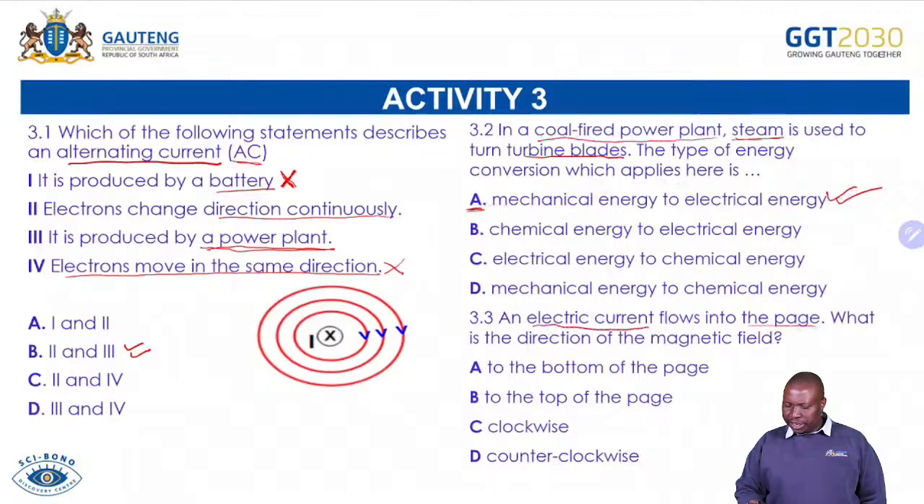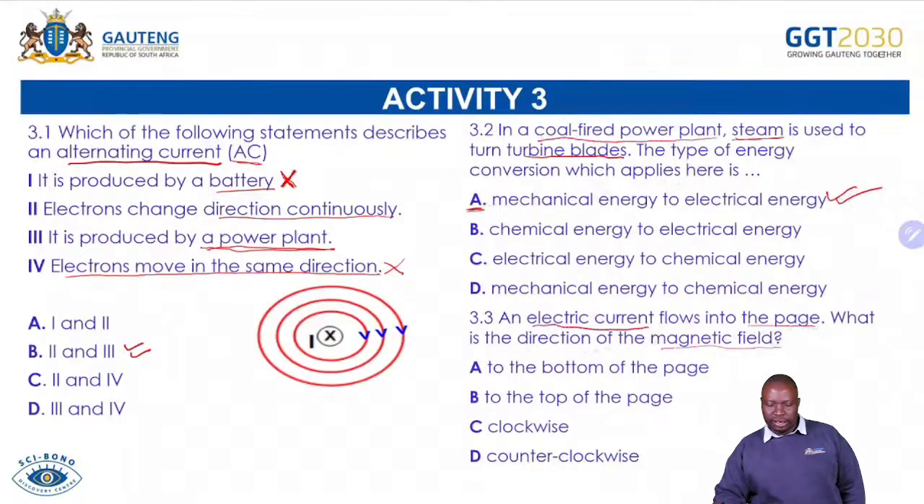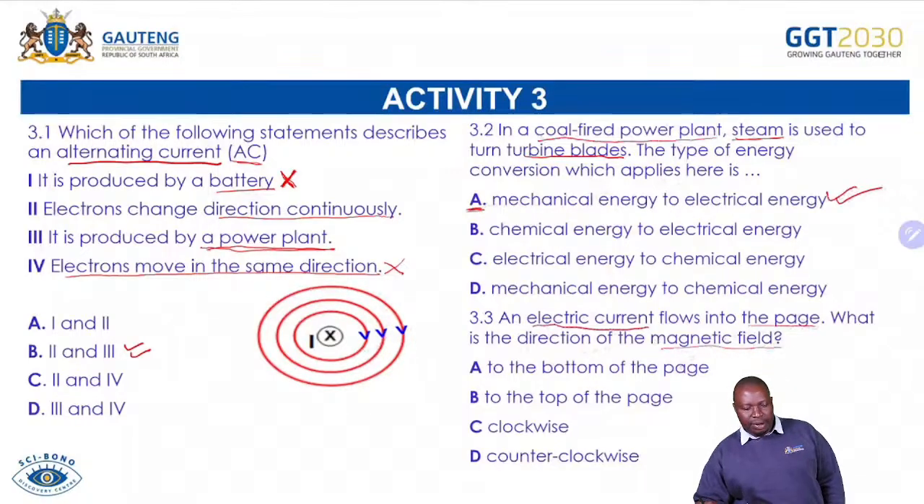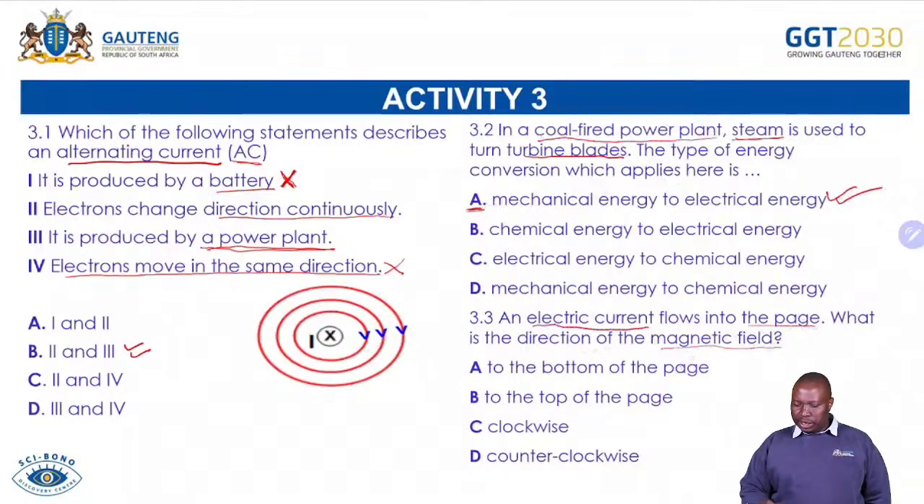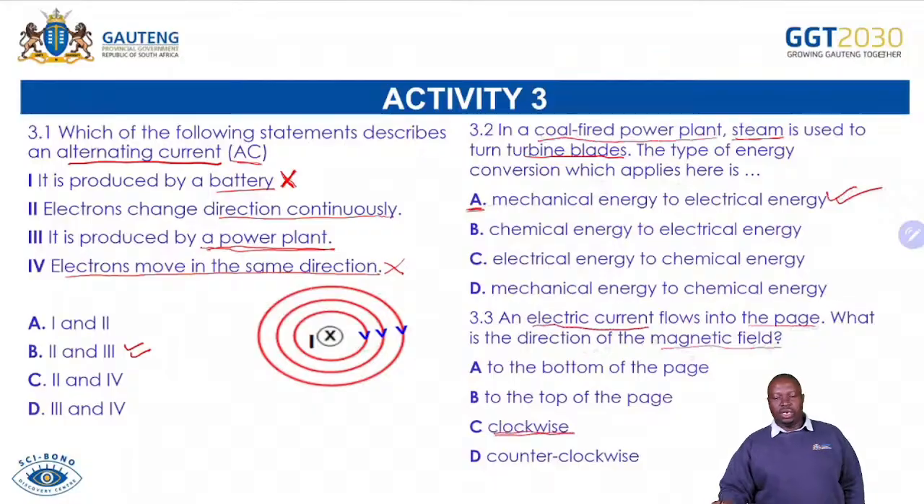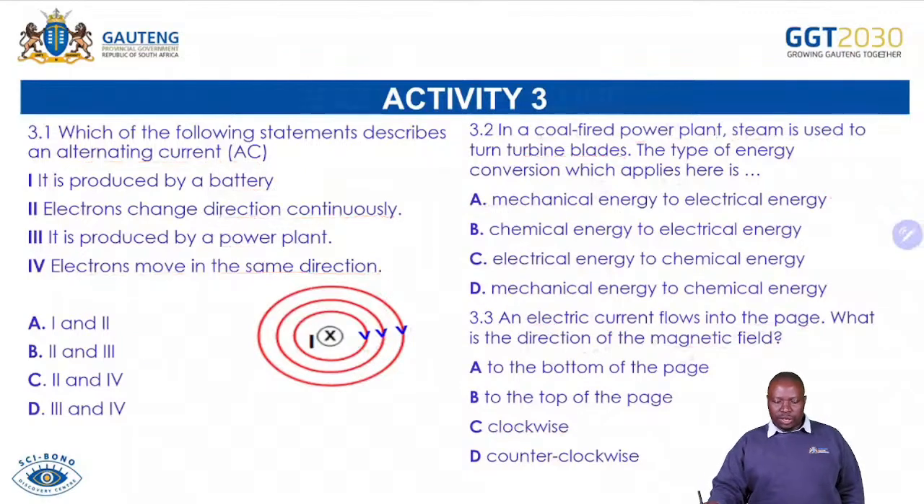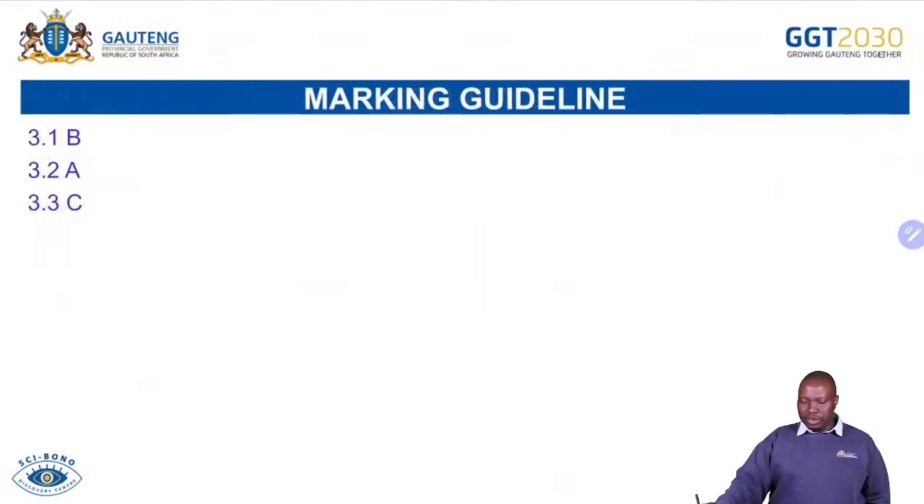It flows into the page. What is the direction of the magnetic field? What is the direction of the magnetic field when the current is into the page? And then what is the magnetic field? So you are able to see that the magnetic field, definitely it must be clockwise. So you are able to see your answer there as alphabet C. It will be C there. So you are able to see that those are your answers for the questions that we're doing.